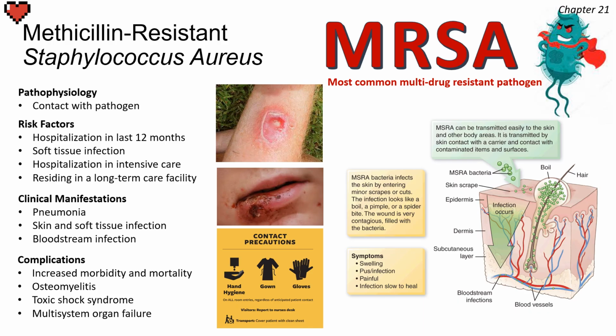Risk factors are being in the hospital in the last 12 months, soft tissue infection. So if you already have an open wound, you're at high risk for getting MRSA. If you were hospitalized in the ICU, or if you reside in a long-term care facility. So this means if any of these situations apply to you, you have an increased risk of exposure. Invasive procedures, medical devices, like if you have an indwelling urinary catheter or an IV line, those are all portals of entry. If the patient is on dialysis, same thing, portal of entry.